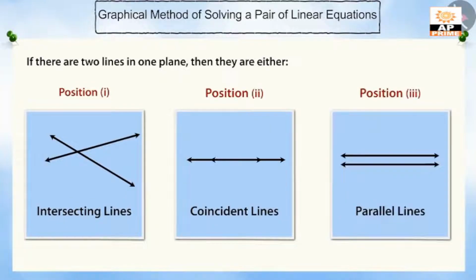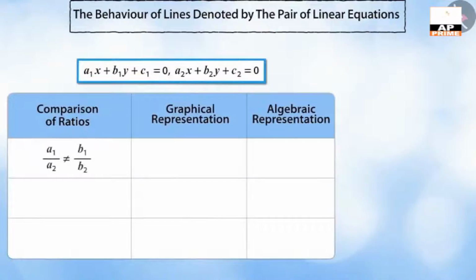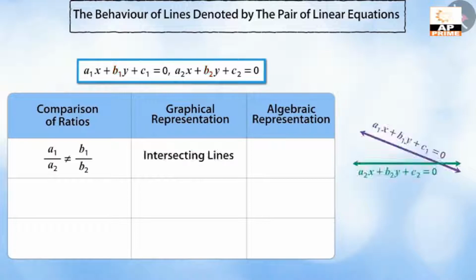These three conditions can be represented for a pair of linear equations in any two variables as follows. If the ratio of the coefficients of x in the pair of equations is not equal to the ratio of coefficients of y, the lines denoted by the pair of equations will be intersecting lines. In this case, the solution to the pair of equations is the unique solution.